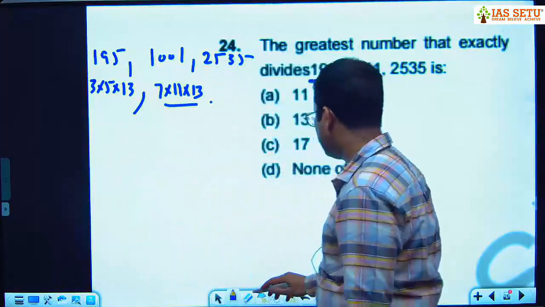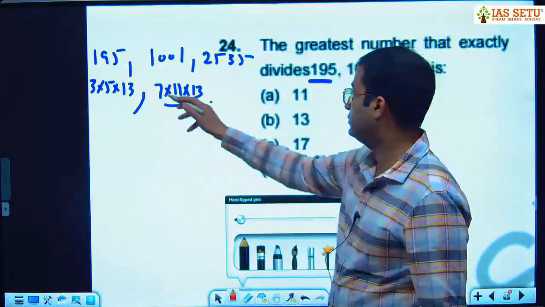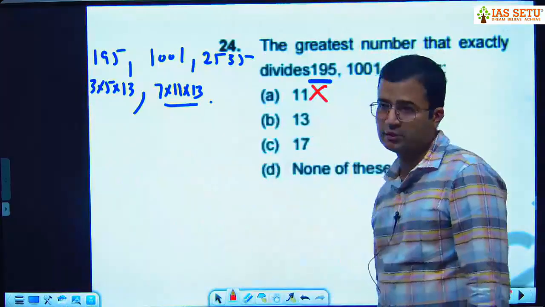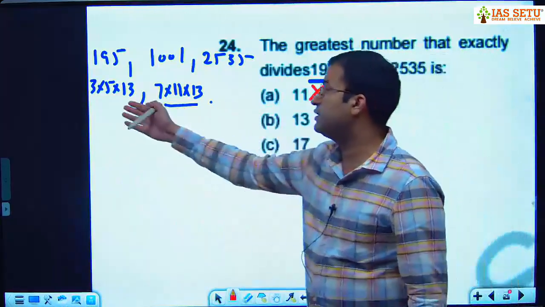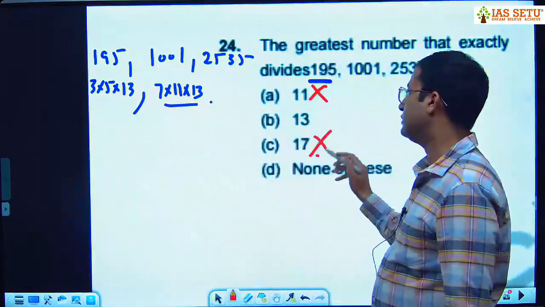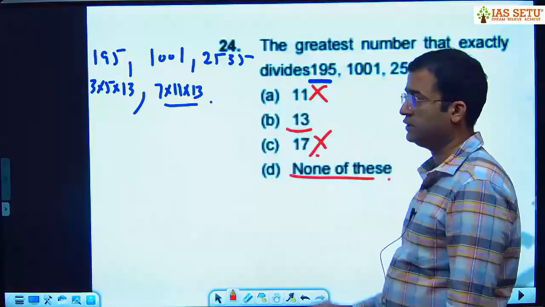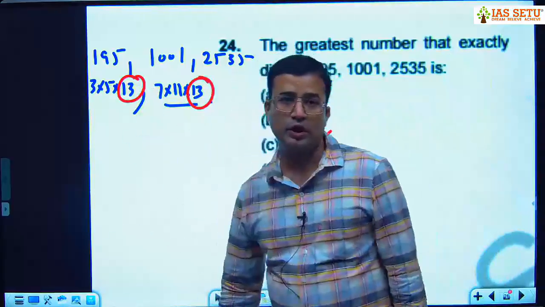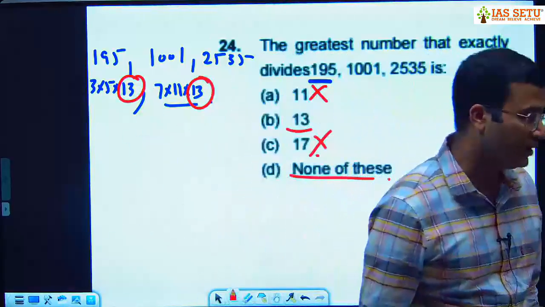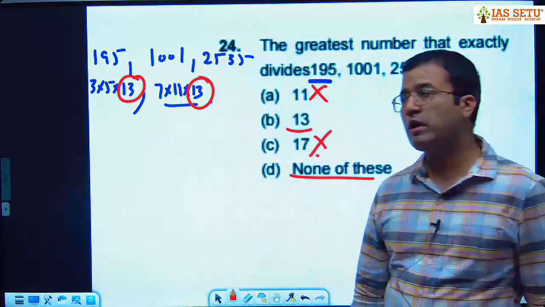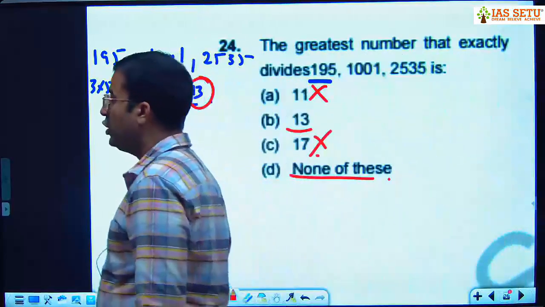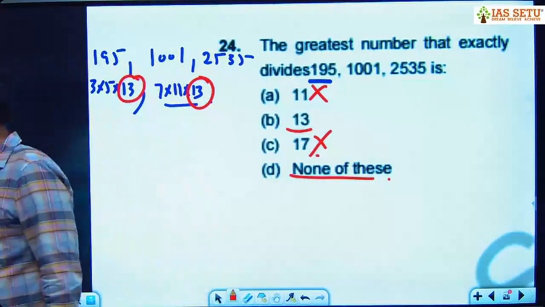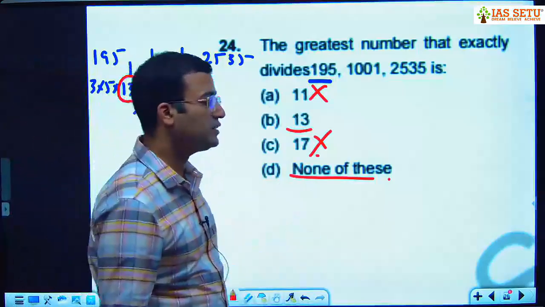So can you see 11 is not a common factor? So how will 11 be the highest common factor? 17 is not a factor in the first and second number. So either the answer is 13 or none of these. In the first and second number, 13 is common, so it will depend on the third number. If the third number also has 13 as a common factor, then 13 will become the highest common factor. Otherwise, the answer is none of these.